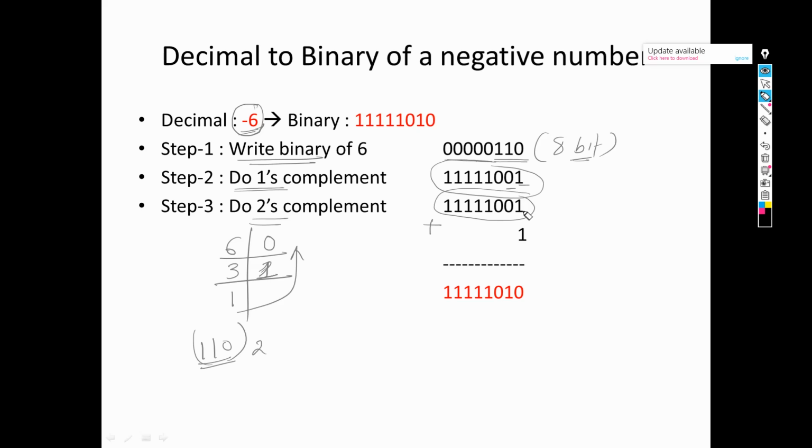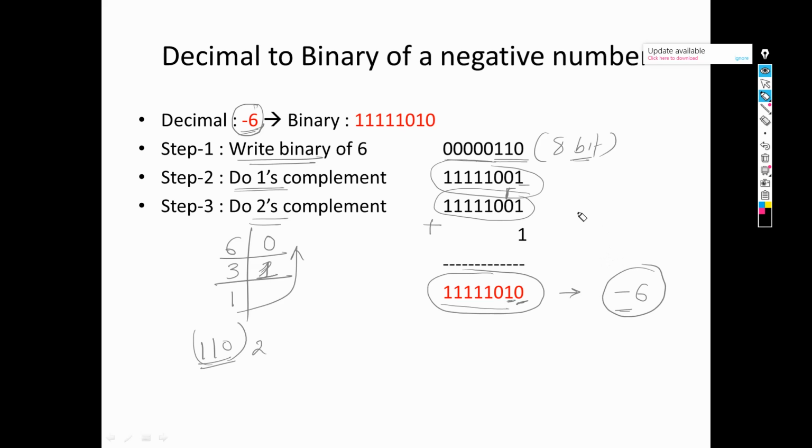In binary, 1 plus 1 gives you 0 and carry 1. Here there will be a carry. Carry means the value which is to be forwarded to the next digit. So now it is 1. 1 and 0, so we are getting 1. Then the remaining bits are the same. So ultimately, whatever value we are getting here is the binary equivalent of minus 6.